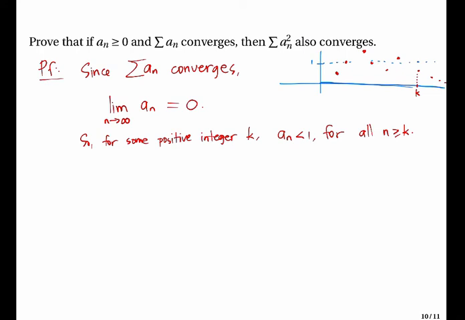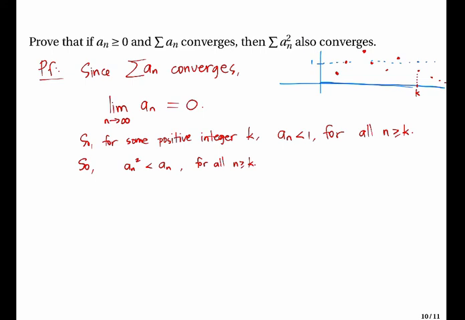But what does this mean? If your number is less than 1, the square will be less than the original number. Okay? If your number a n is less than 1, then a n squared is less than a n. So, we have here a n squared will be less than a n. And this is true for all n greater than or equal to k.